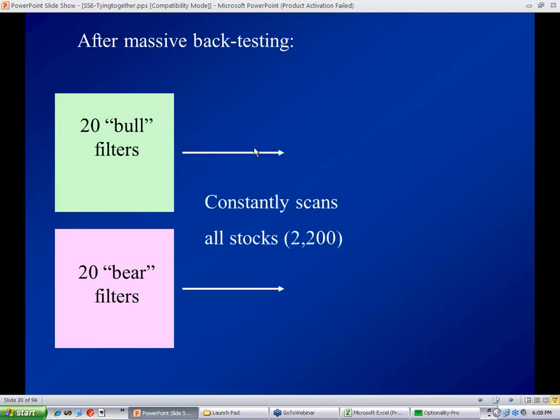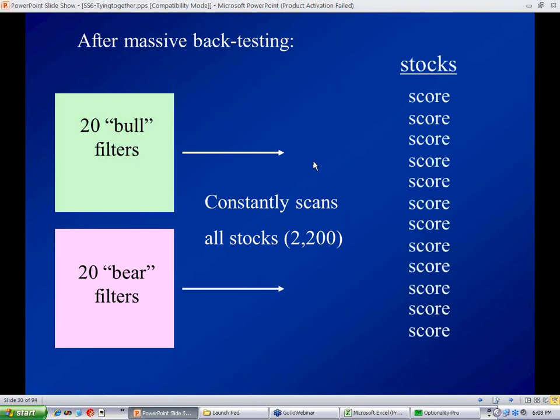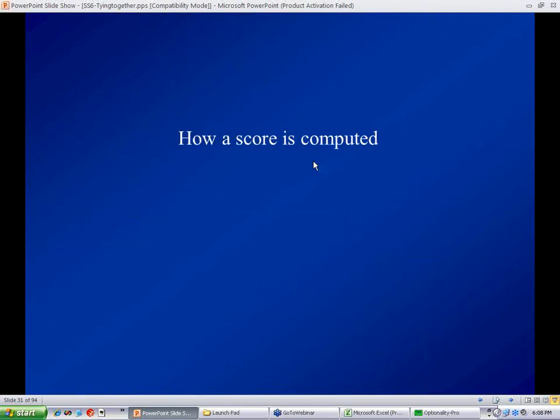These things constantly scan all the stocks. And this is how I'm explaining how the Optionality-Pro actually works. It's constantly scanning all stocks, applying those 20 bull and bear filters to all stocks, and it comes up with a score. Now, here is how that score is computed. Now, this is where it gets really interesting. This is how it outshines PowerScan.